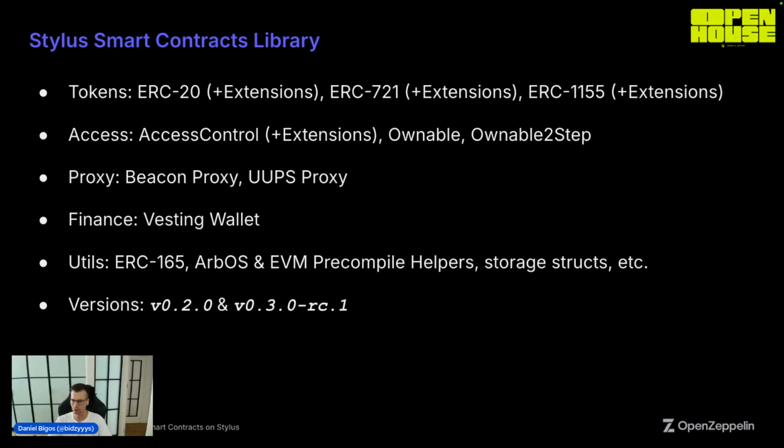Currently, we have two versions that we recommend to use, and those versions are v0.2, which is our stable and audited version, and the v0.3 release candidate. This candidate is right now undergoing a security audit, and you might expect the official audited v0.3 version in September.